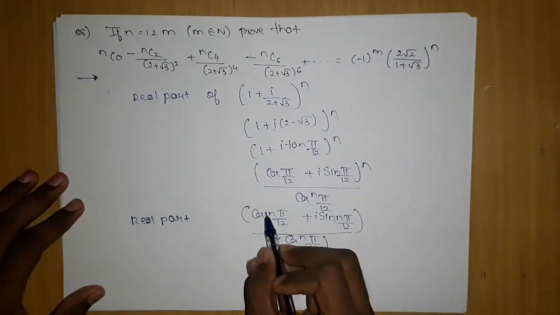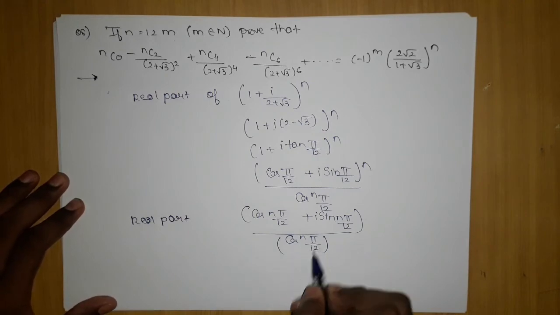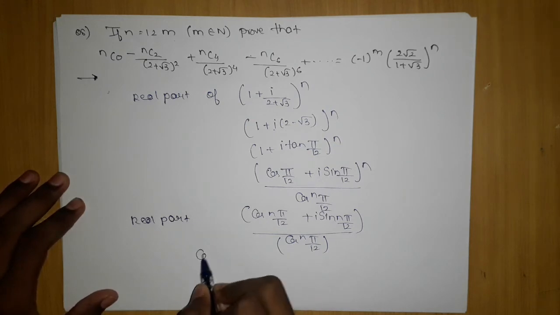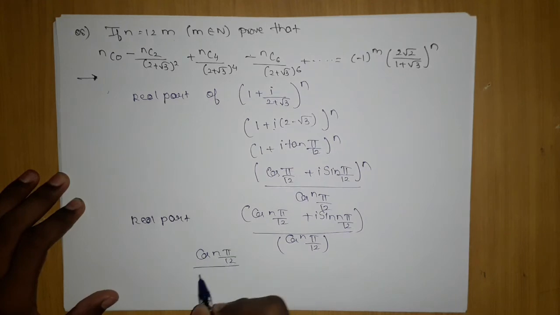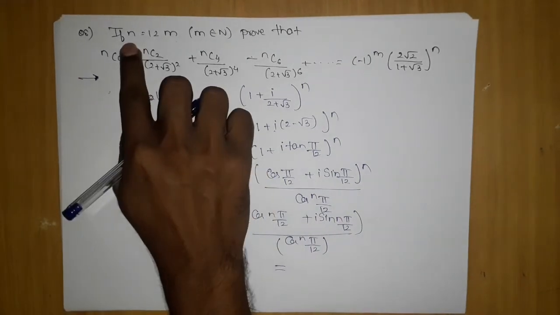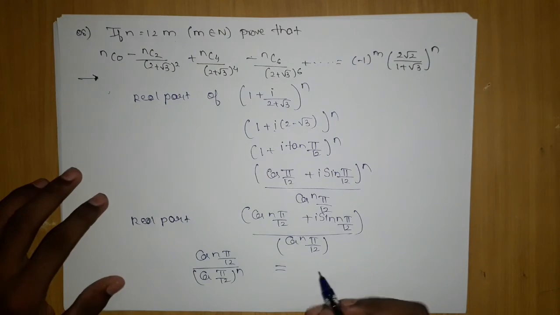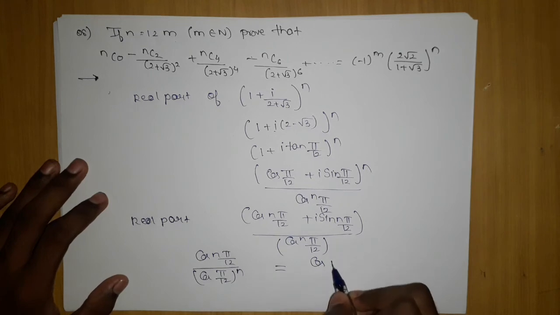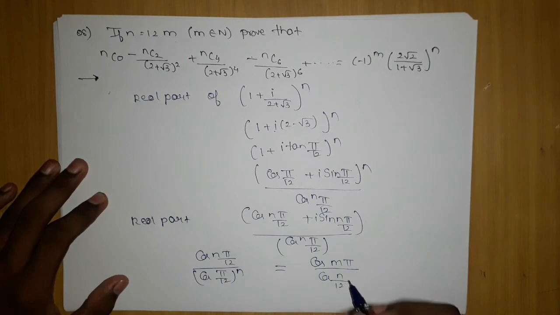So cos n pi by 12 upon cos pi by 12, the whole power n, will be your required real part. Now in the starting they have given n equals 12m, so if you replace n by 12m, you will be left with cos m pi, the whole upon cos pi by 12, the whole power n.